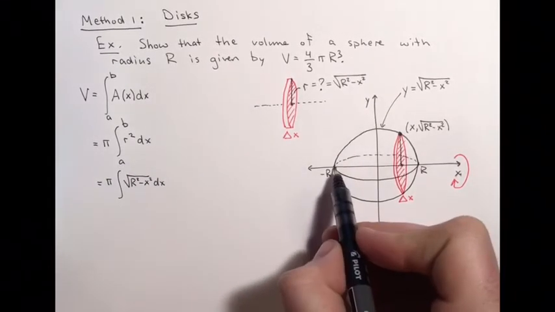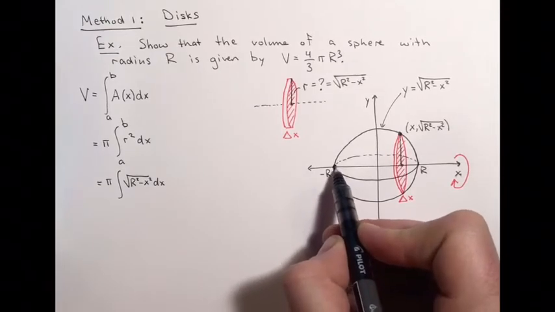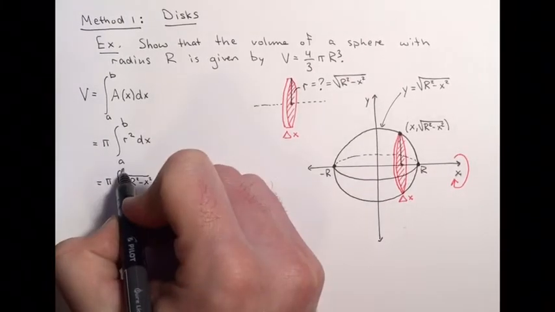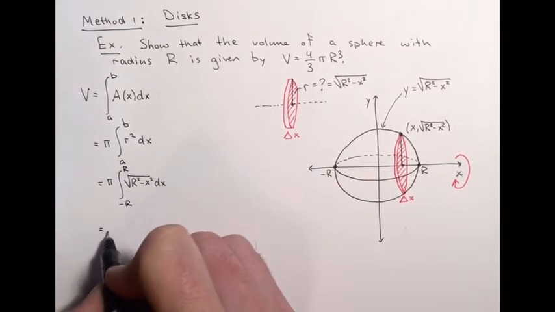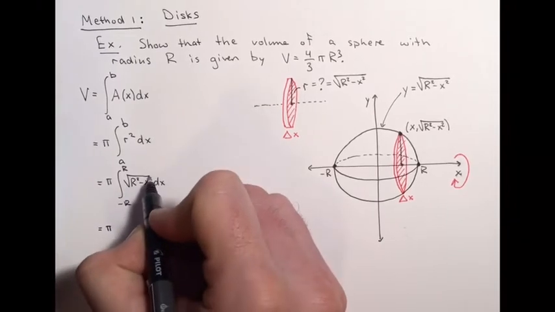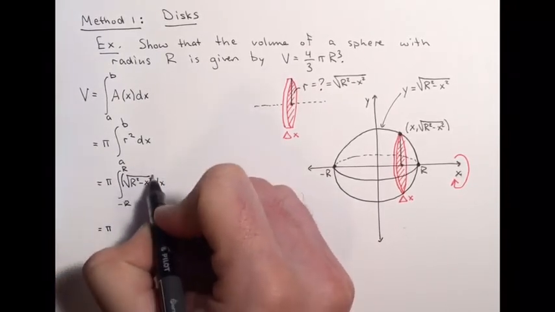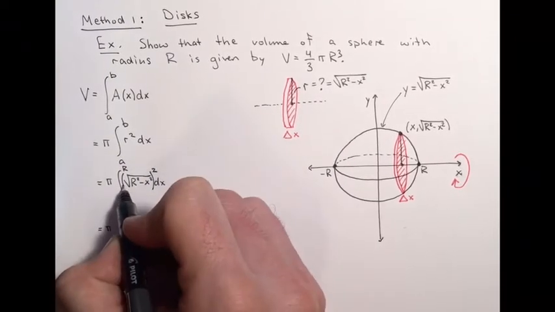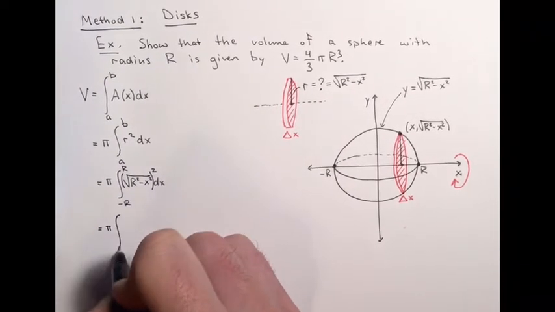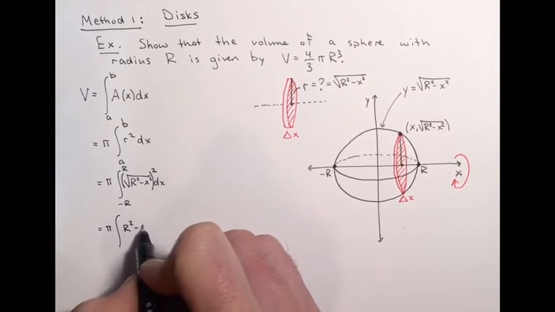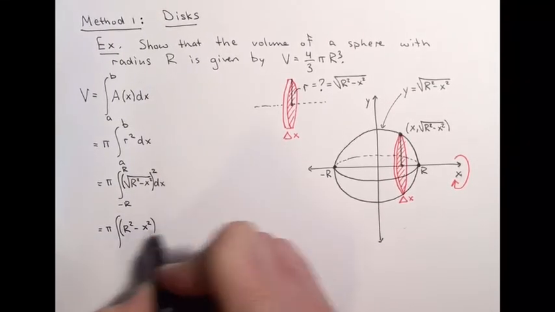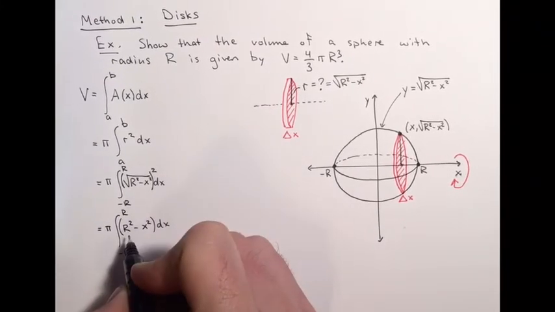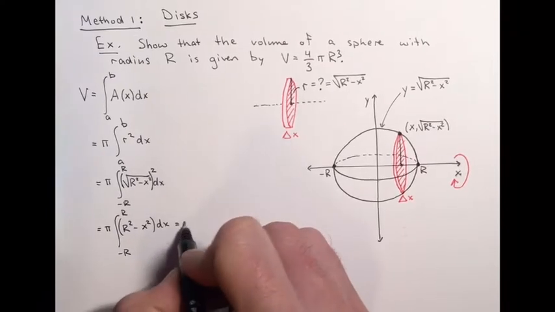We know our lower limit of integration, the smallest x value that we're looking at right here, is negative r. Largest x value over here is capital R. And so now we can integrate this, which I almost forgot. This is our radius. This is going to be squared. And so we end up getting the integral really of just r squared minus x squared from minus r to r. And so now all we have to do is integrate this.